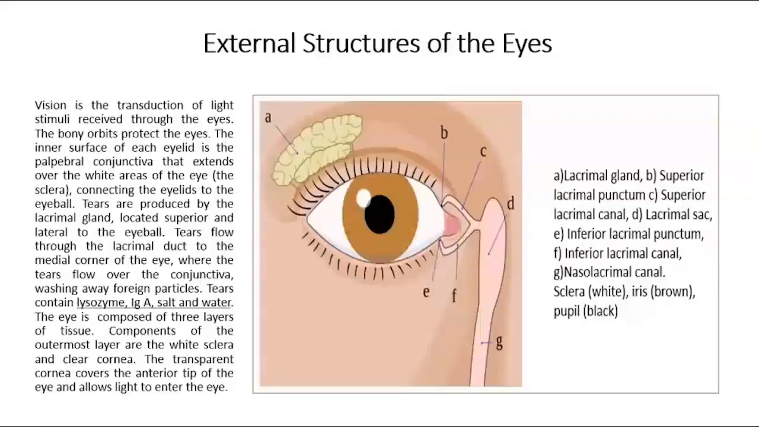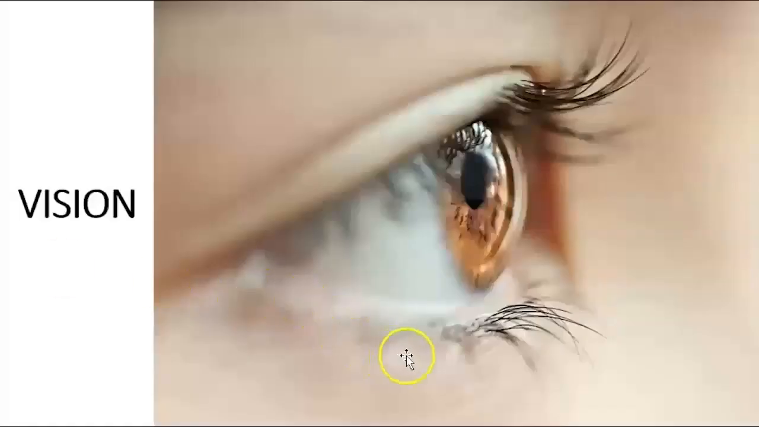So right here you have the eyes. The white part is the sclera. The color of your eyes is going to be the iris, and pupil, the black part in the middle. The iris and the pupil are covered by this crystal and translucent area called the cornea.